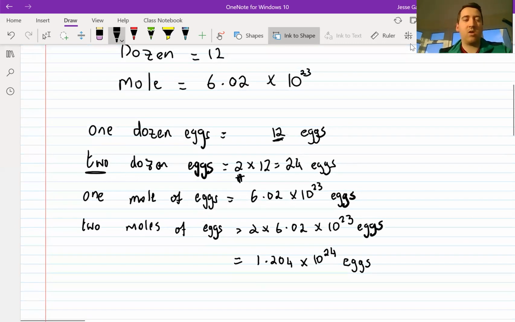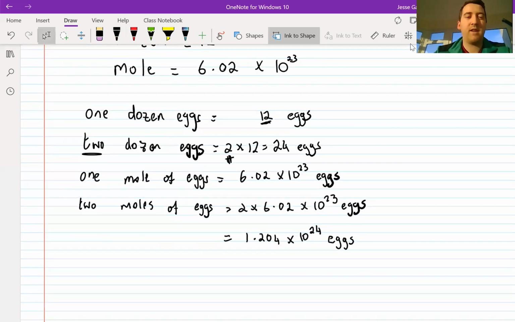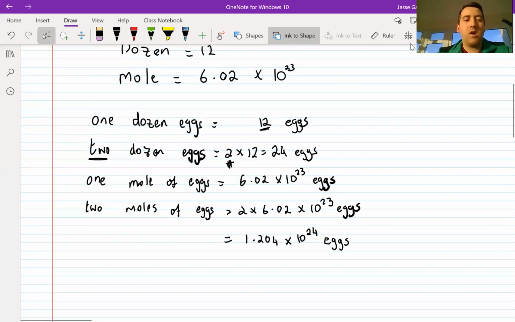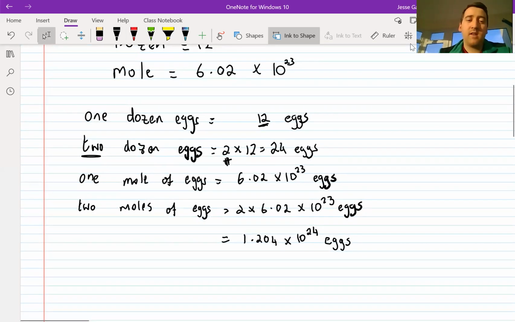Now that's obviously an enormously, impossibly large number of eggs. We don't really use a mole for counting eggs because eggs are much bigger than the things we count with moles. It's pretty easy, and I'm hoping it's straightforward. It's the same as 1 dozen: if you want 2 dozen, you multiply the 12 by 2. If you want 2 moles, you multiply the number of moles, which is 6.02 by 10 to the 23, by 2. It really is that simple.